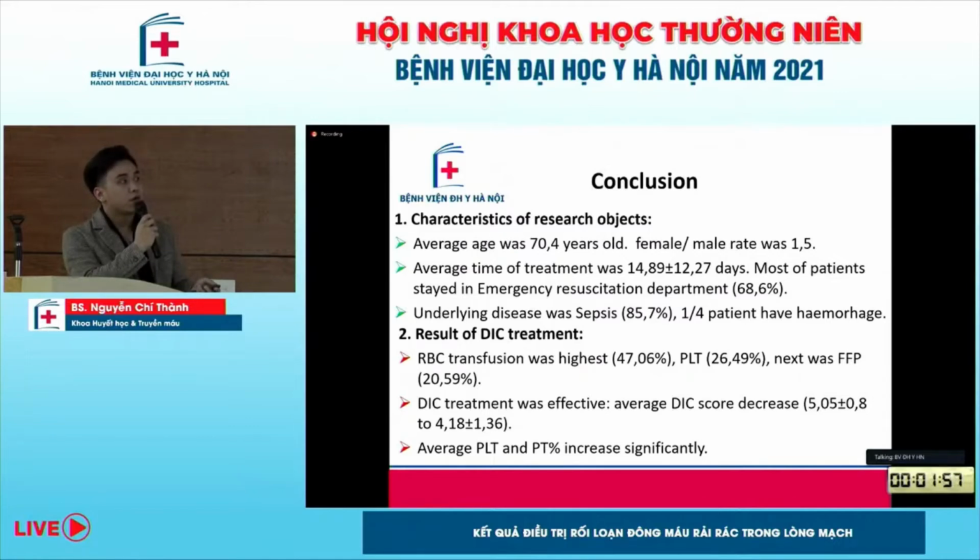Underlying disease or sepsis get the highest points, highest percent. And the result of the treatment is almost patients have the red blood cell transfusion with the highest percent, 4.47%. And DIC treatment in Hà Nội Medical Hospital was effective, with the average DIC score decreased significantly from 5 points to 4.1.